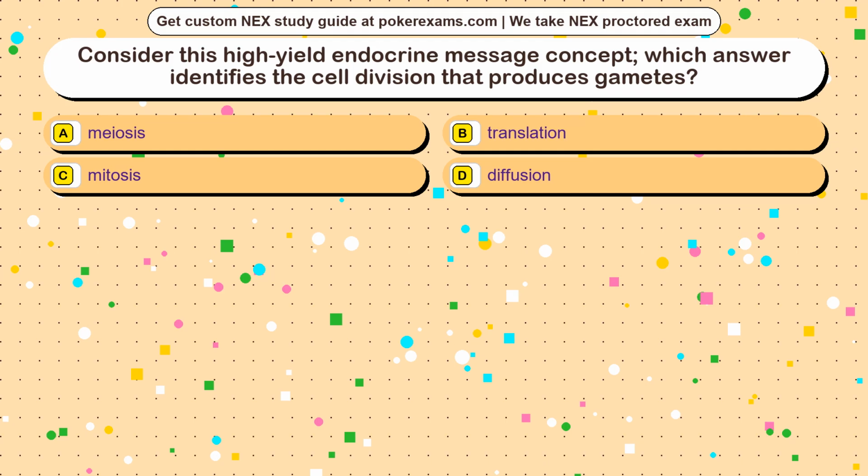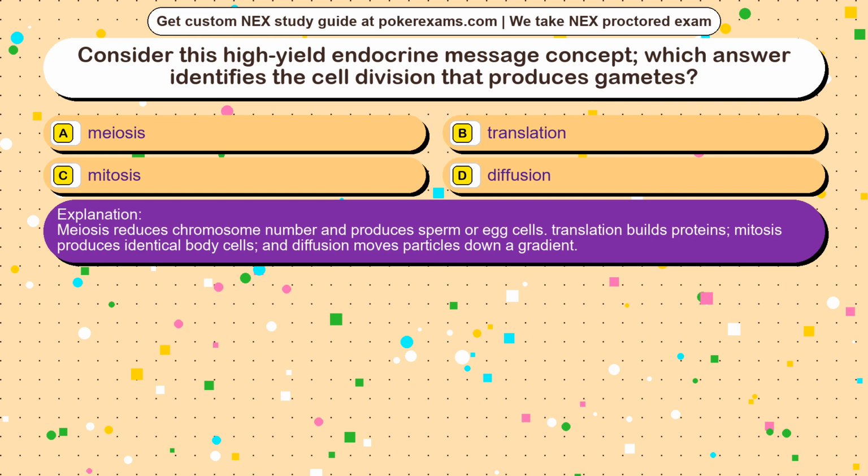The correct answer is option. Meiosis reduces chromosome number and produces sperm or egg cells. Translation builds proteins, mitosis produces identical body cells, and diffusion moves particles down a gradient.